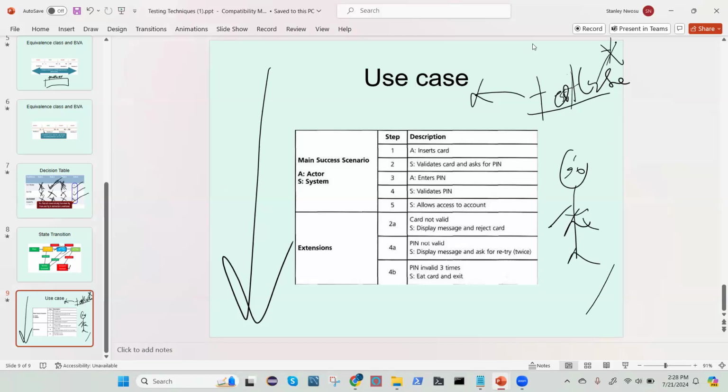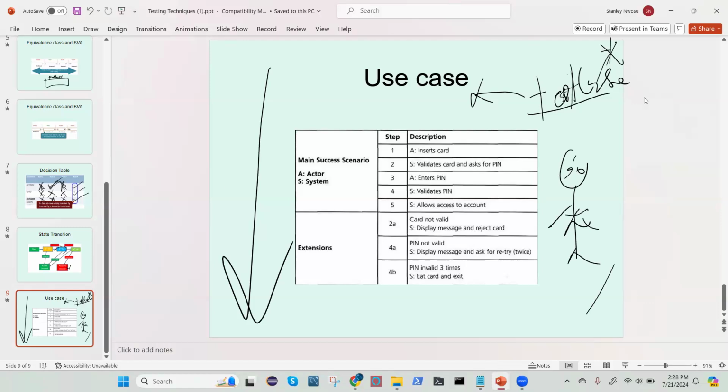I also want to go through the videos. Do you have any questions with respect to these testing techniques? Any questions with respect to these testing techniques?